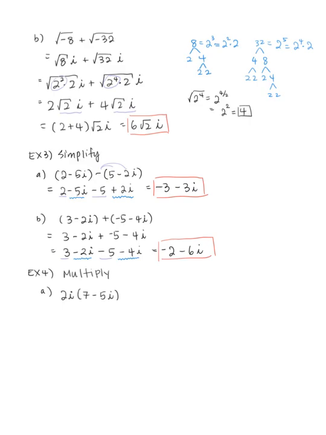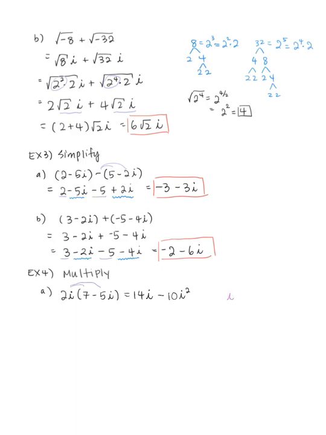Okay, so all you have to do is apply the distributive property to this. So I'm going to distribute the 2i to each term. So here you're going to have 2i times 7, which is 14i. And then you're going to have 2 times negative 5i. So here you're going to have negative 10. And then notice that we're going to have 2 times negative 5 times i times i. So in this case, we're going to have i squared.